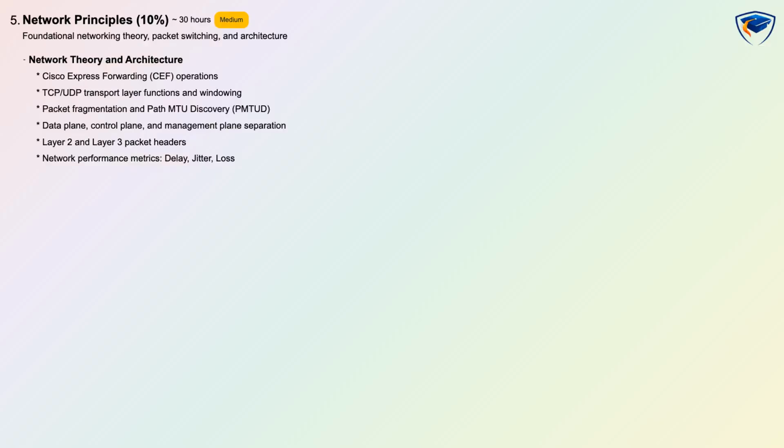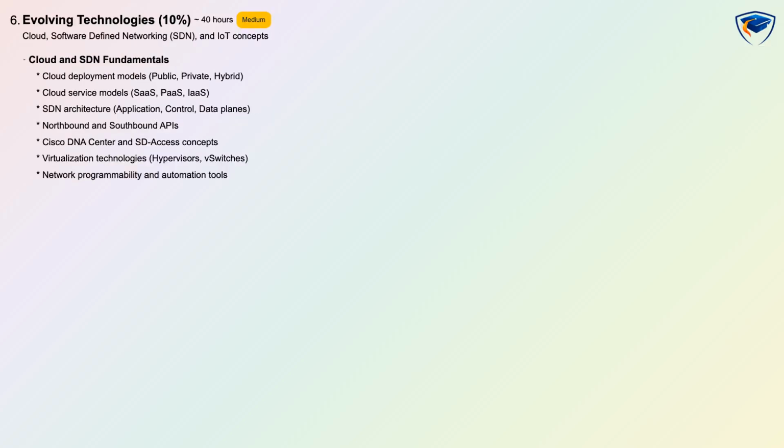This domain also covers Layer 2 and Layer 3 headers and network performance metrics such as delay, jitter and loss so you can analyze and troubleshoot behavior under real network conditions. Evolving Technologies carries 10% weight, focuses on cloud, SDN and IoT concepts, is medium difficulty, and has an estimated 40 hours of study with conceptual and scenario-based assessment.